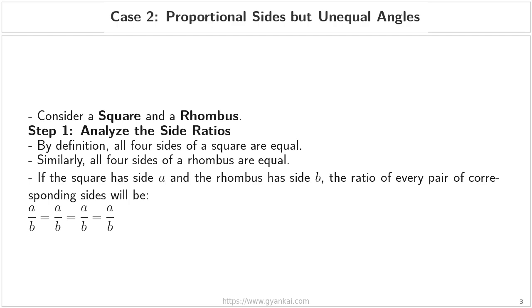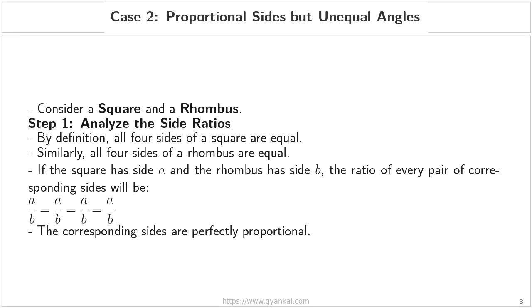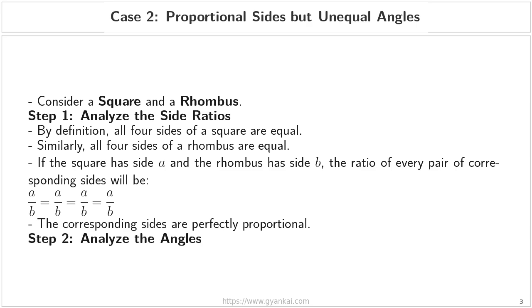If we compare the corresponding sides, the ratio of the first pair is a over b, the second pair is a over b, the third is a over b, and the fourth is also a over b. As you can see, the ratio is identical for every single side. This means the corresponding sides are perfectly proportional. However, we cannot stop there. We must move to step 2, analyzing the angles.